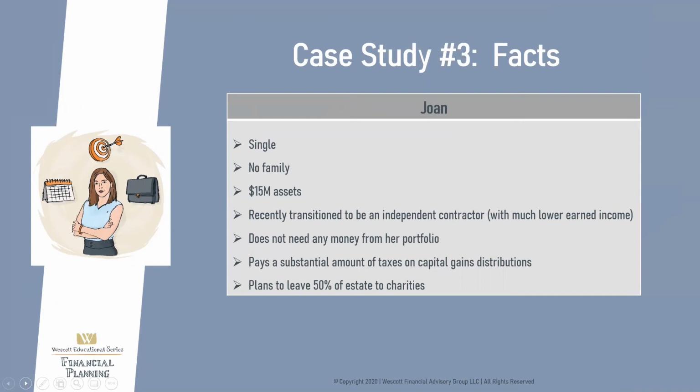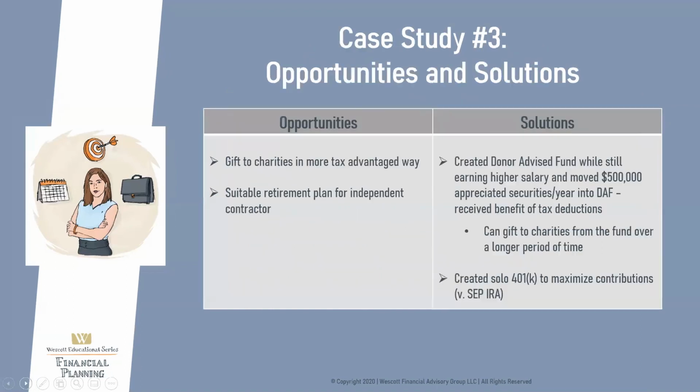Also, Joan has major charitable goals. She actually plans to leave about 50% of her estate to various charities. So, Bob, why don't you tell us about some of the solutions we came up with for Joan?